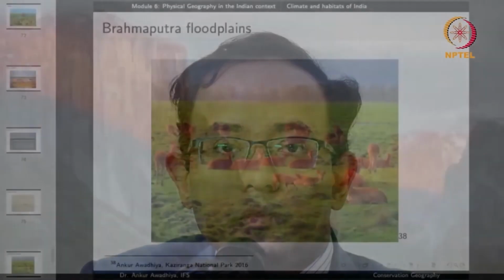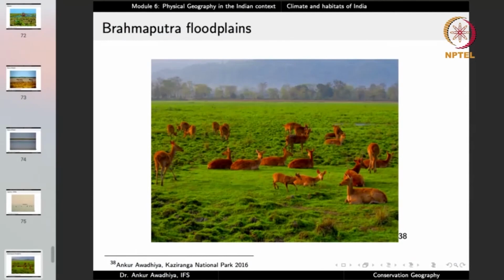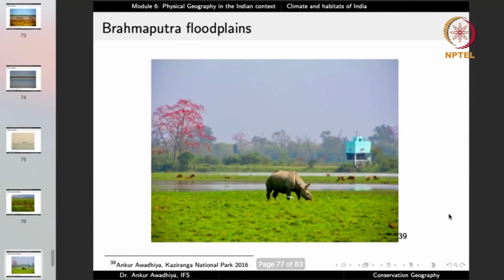This is another image, and here we can observe a rhinoceros and all these expanses that have water and the grasses. This is another example. So in most of these images, you can observe that this is a low-lying area that has lots of water, lots of grasses, and abundant biodiversity.